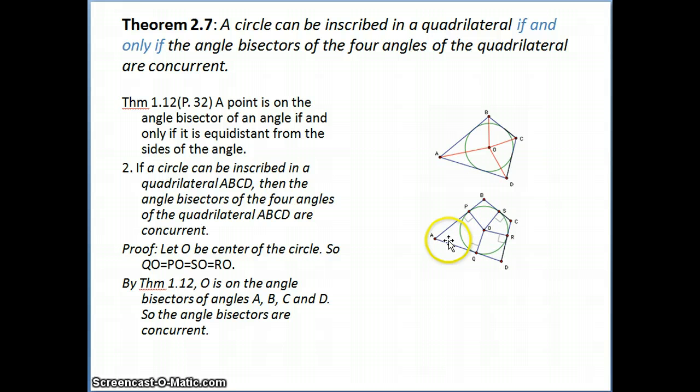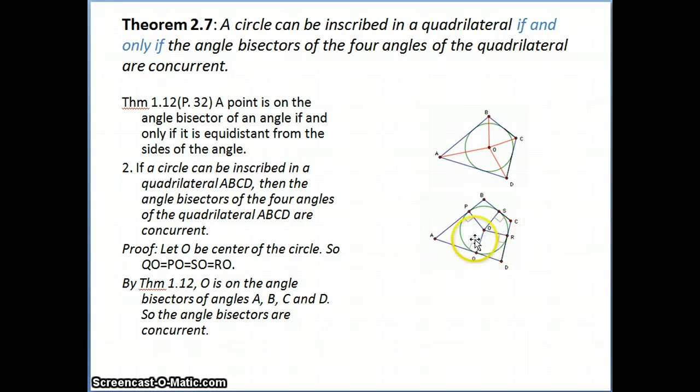And by theorem 1.12, if a point is equidistant from 2 sides of an angle, then this point must be on the angle bisector. So clearly here, PO is congruent to QO because they're both radii. By theorem 1.12, O must be on the angle bisector of angle A. So if we connect AO, that's going to be the angle bisector.